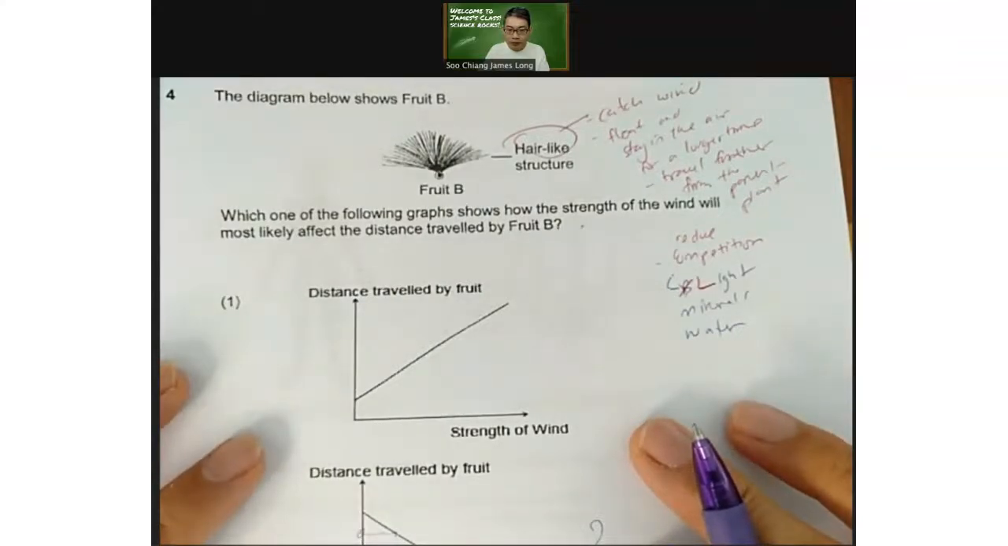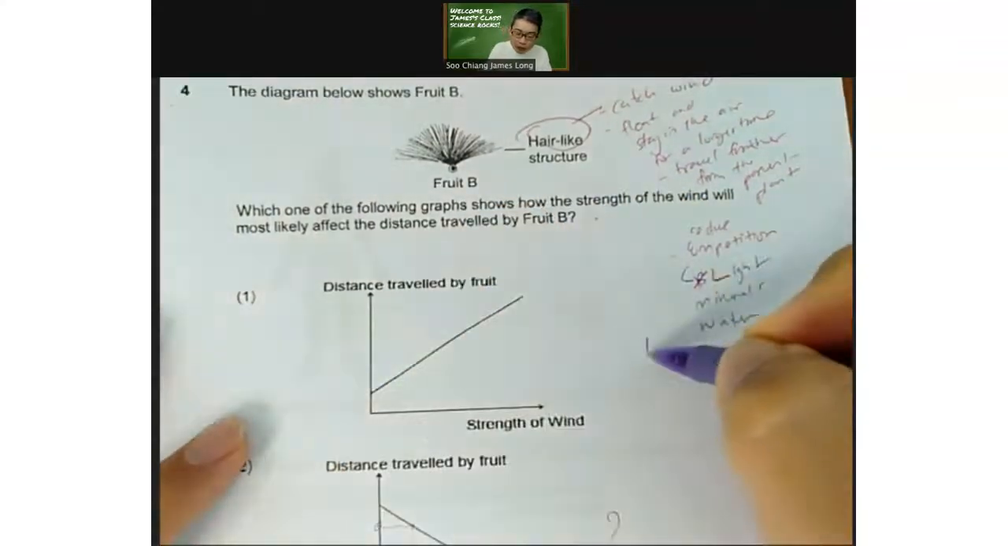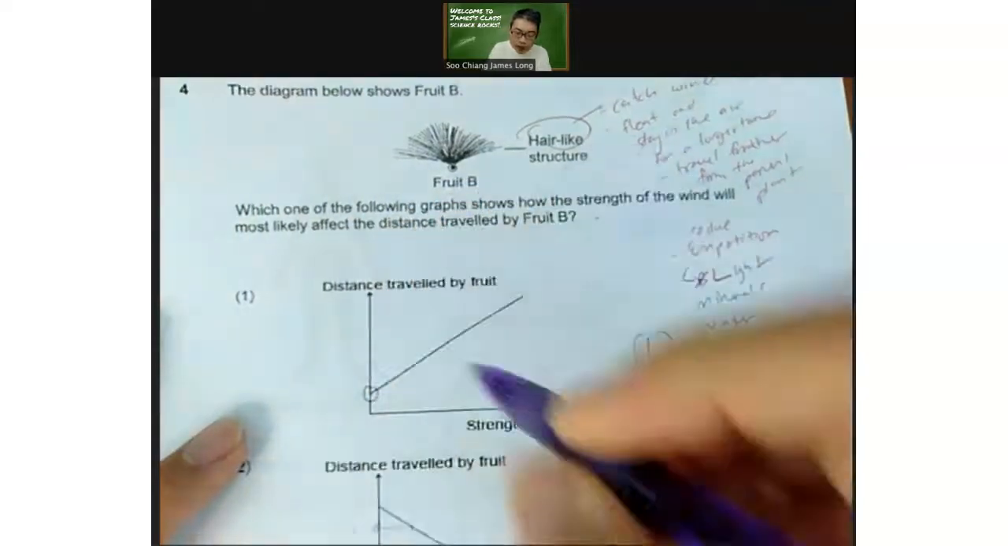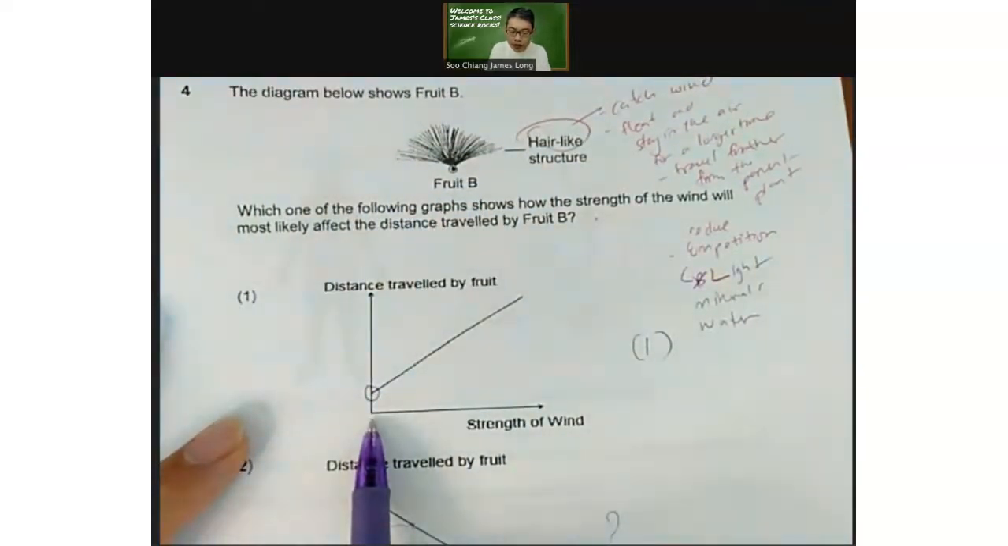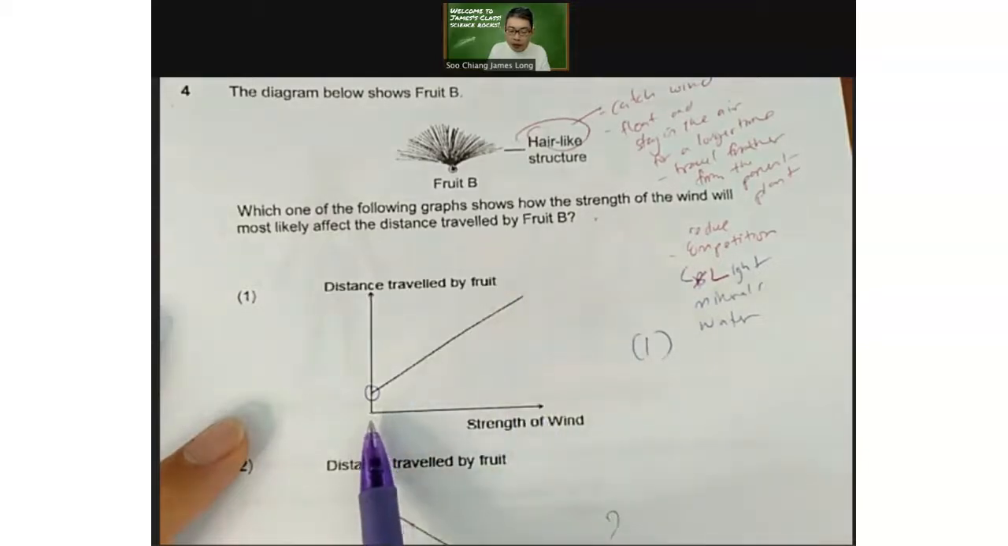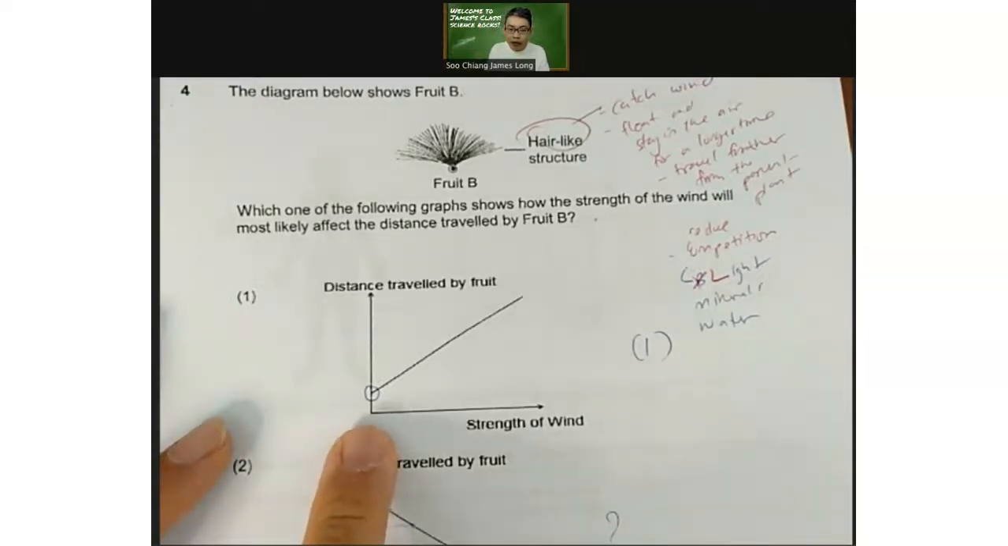Now you will notice the interesting part. The answer is 1 for this question. The interesting thing you will notice is this part. Even when the strength of the wind is 0, the fruit will still be dispersed a bit away from the parent plant, because it is still floating away, and there will be some air currents no matter what. It's not strong wind, but a little bit, and that's why it can travel a little bit away from the parent plant.